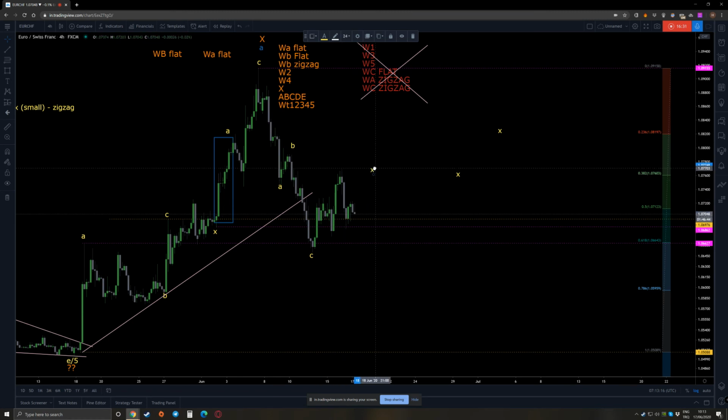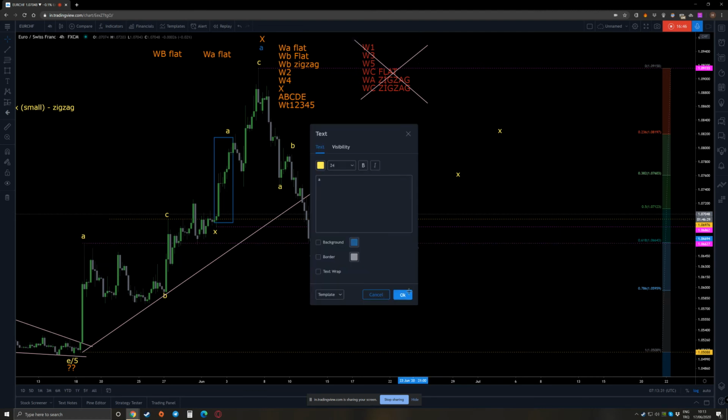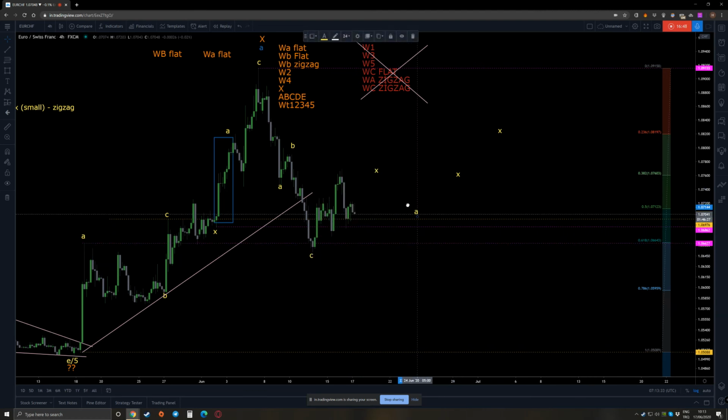Now maybe the X wave is not done here, it can be done here. The moment I am sure that this X wave is done, we will need to go for another leg lower. So wave A, after this X wave, this is what you need. For now, we need more time to understand what this is, whenever it will be done.